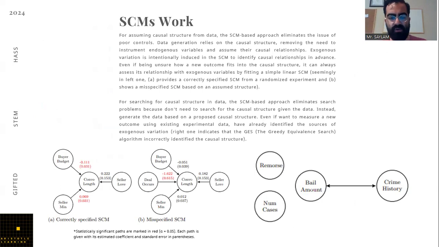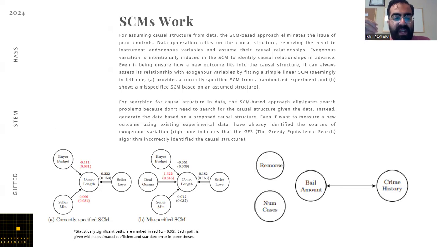By assuming or searching causal structure in observational data, such as that generated from extensive open-ended simulations, there is a risk of misidentification. Structural causal models offer a solution to this problem by providing a framework that helps avoid misidentification. For assuming causal structure from data, the SCM-based approach eliminates the issue of poor contrast. Data generation relies on the causal structure, removing the need to instrument endogenous variables and assume their causal relationships.